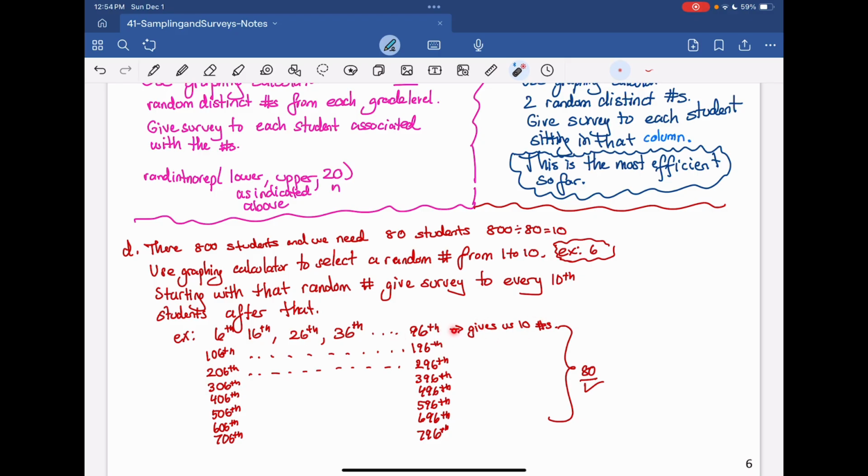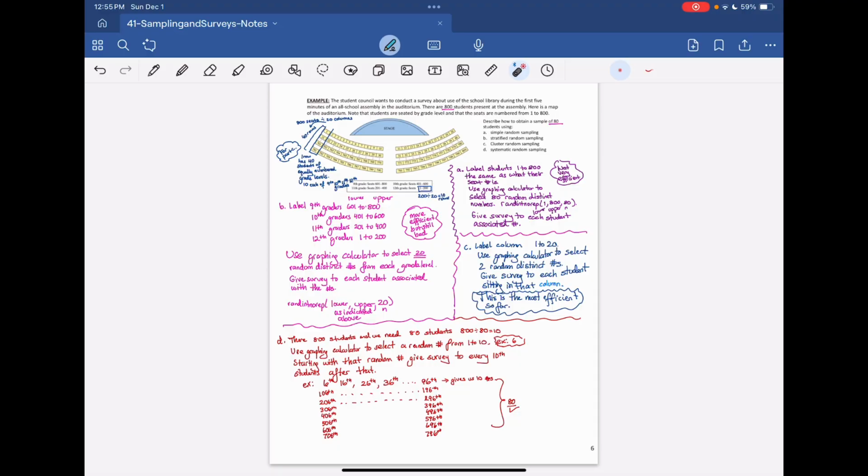That gives us 10 right there from the first 100. And if we keep going, you could see that this gives us 80. If you don't believe it, you can count it individually. But from 6 to 96, the first 100 numbers, it gives us 10 numbers. And since there's 800 numbers, we're going to get 80, like 8 tens. So 80 surveys. And that will result in the exact number of people we need for our survey.